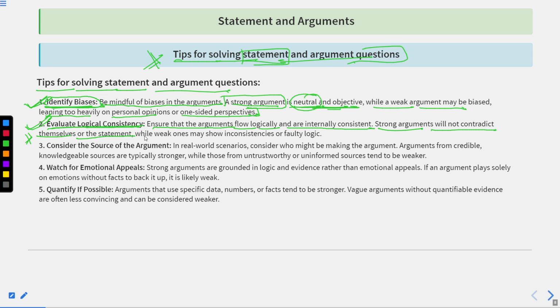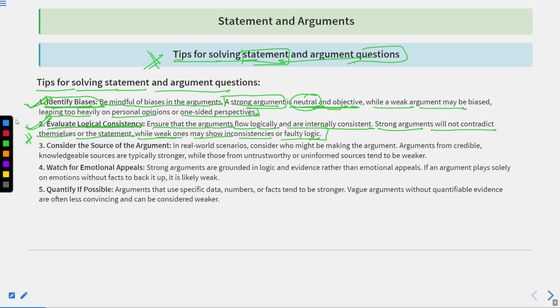In the same way, weak ones may show inconsistent or faulty logic. The example that I have given right now is a perfect example of a weak one, where there was a statement about the use of mobile phones and its impact on the students. On the argument side, we are saying that students are able to access mobile phones because they are cheaper, which is not actually correlating with the statement. That is why it becomes very important to understand what the logic is saying and what the statement is, as well as whether the argument is following that statement or not.